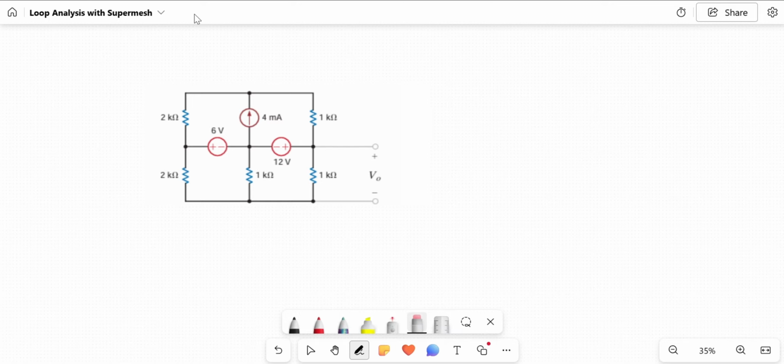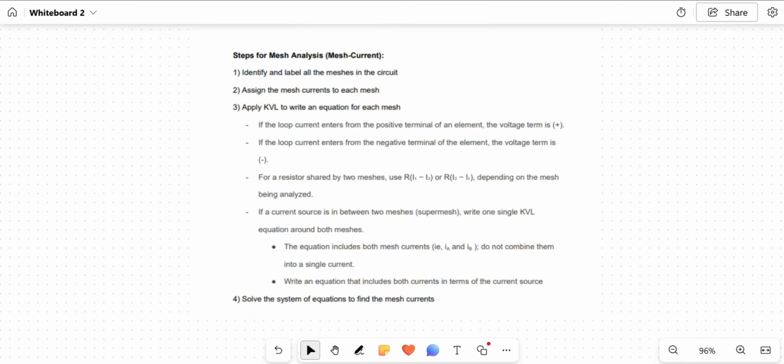So for this video, we will be doing mesh current or loop analysis, or mesh analysis, with a supermesh. And first, I have modified my steps from the previous video, and it's down here.